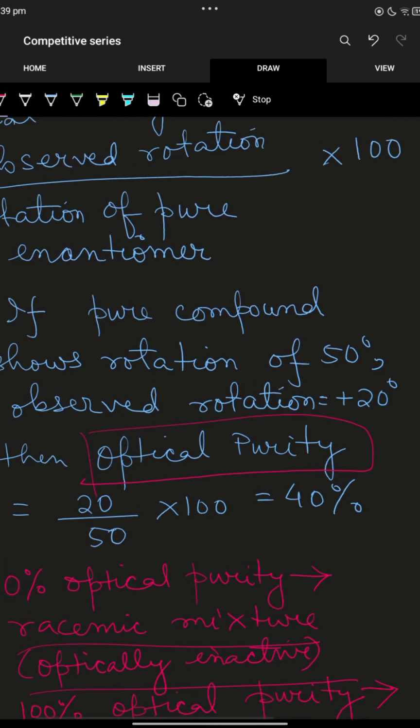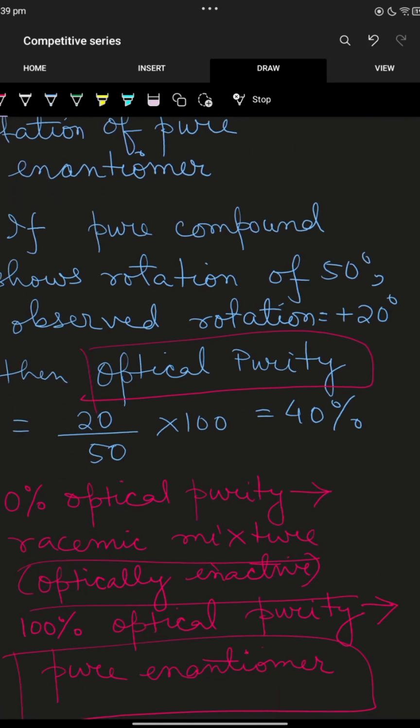So I hope the concept is clear. Do revise, give pauses to the video and understand better.